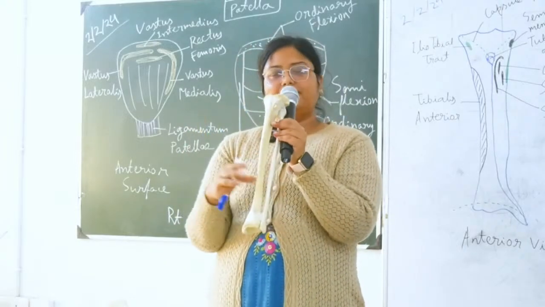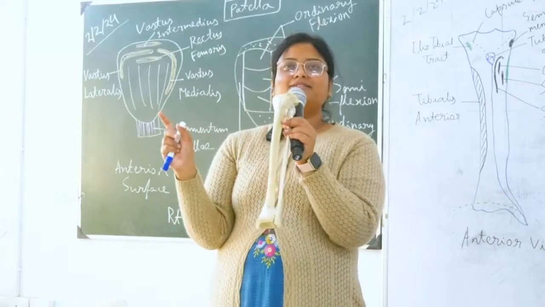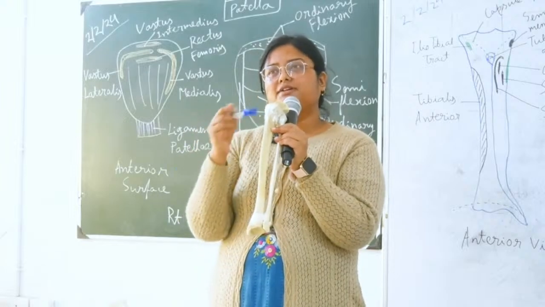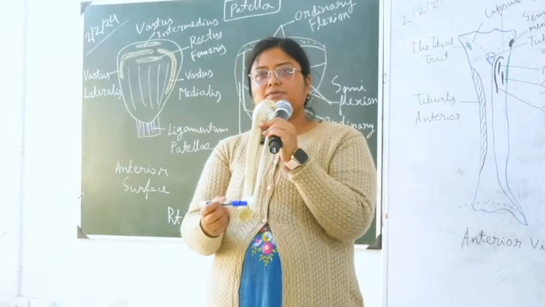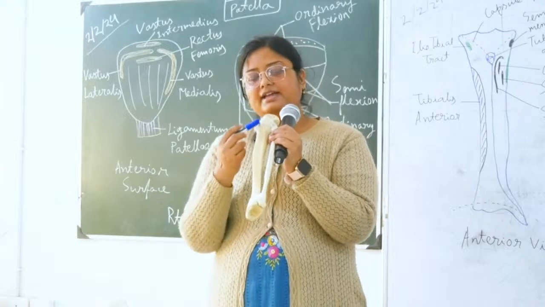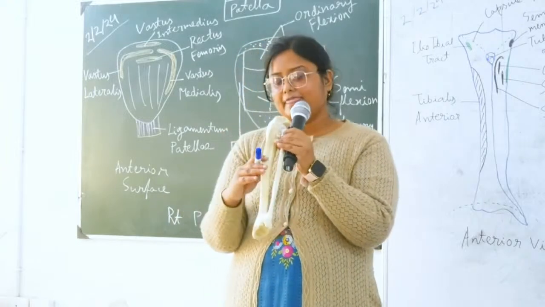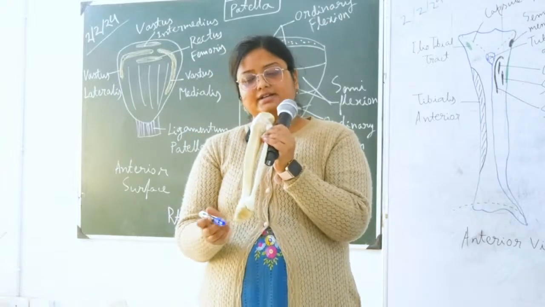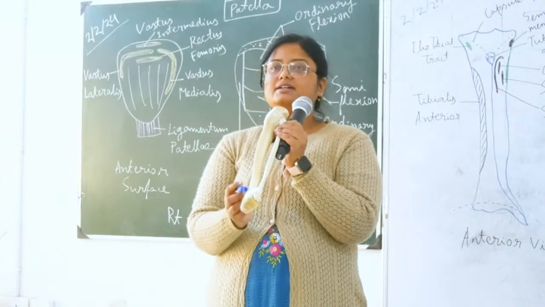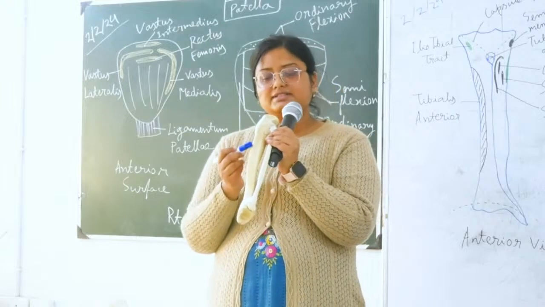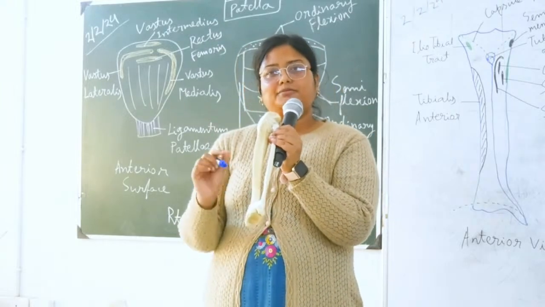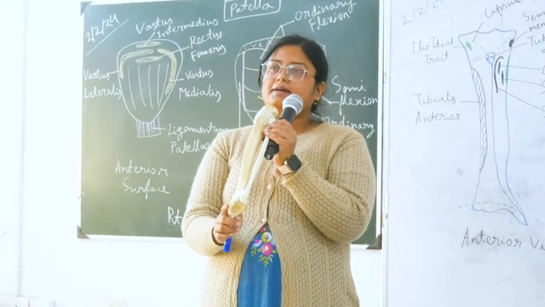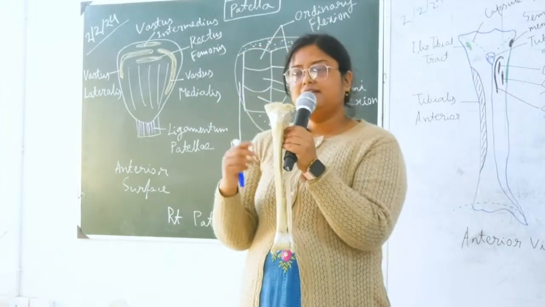Shin guards are worn when playing football to prevent injury to this bone. This is the subcutaneous border, the shin border, and it is sinuous in course, that means slightly S-shaped, a curved border. It extends from the tibial tuberosity downward along the anterior margin of the medial malleolus. So this is the extent of the anterior border, from the tibial tuberosity up to the anterior margin of the medial malleolus.